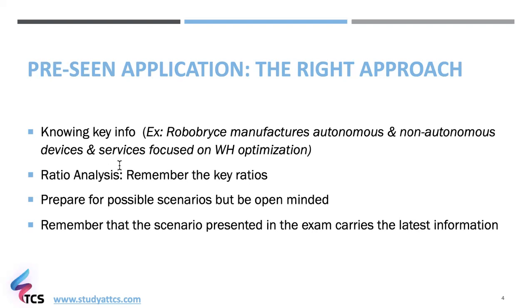So for example, Robobryce, that's the name of the company on which this time's pre-seen is based. So Robobryce manufactures autonomous and non-autonomous devices and services focused on warehouse optimization. So, this highlights one of the internal dynamics of the company. So likewise, you need to understand key information. If not, you won't pass this examination.